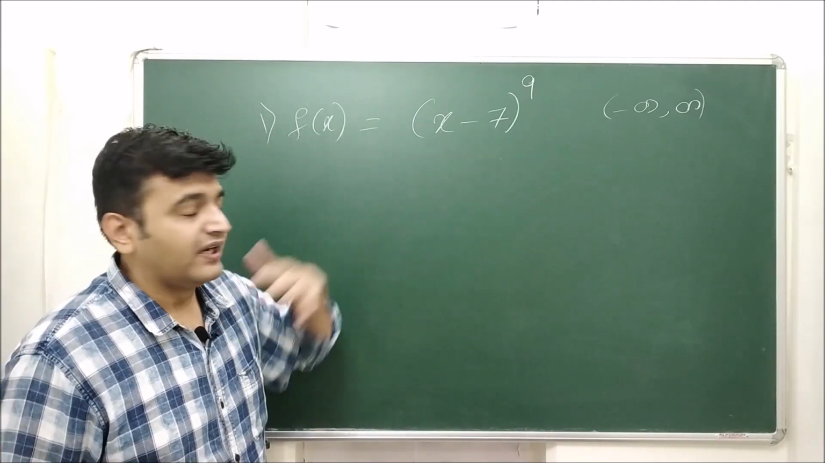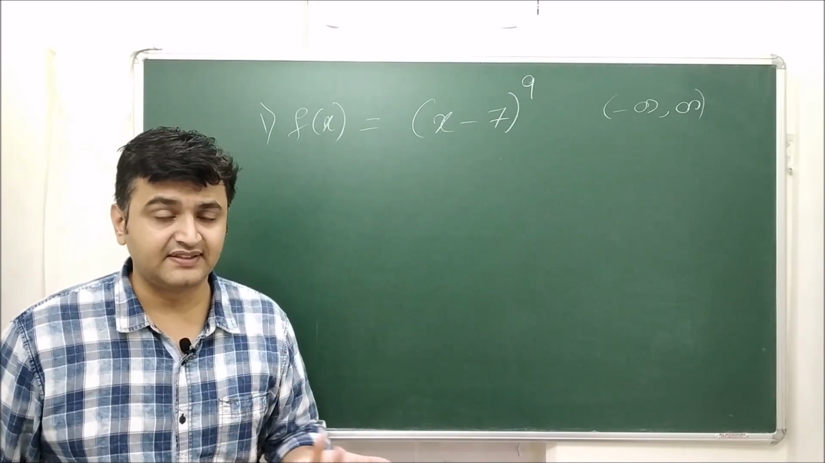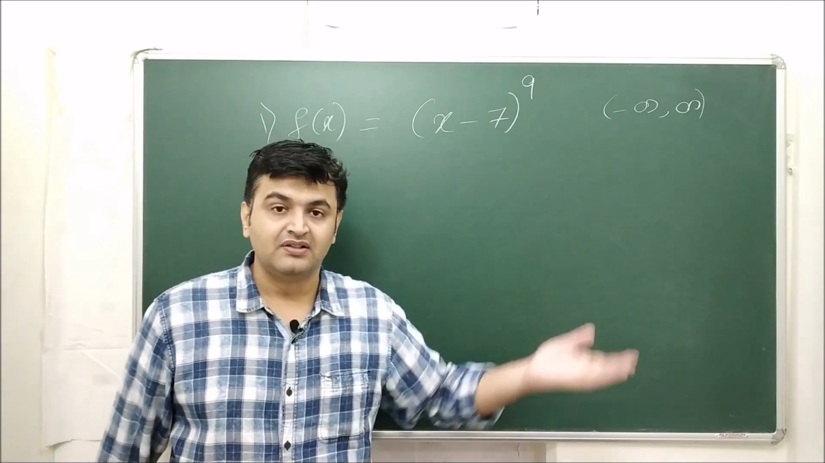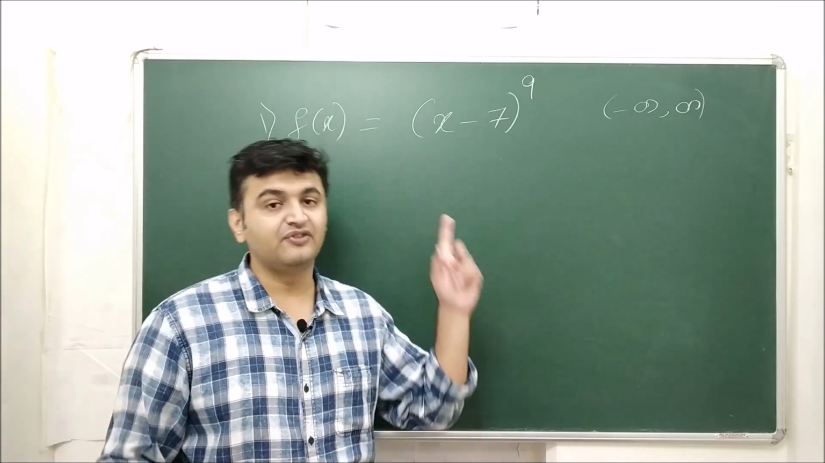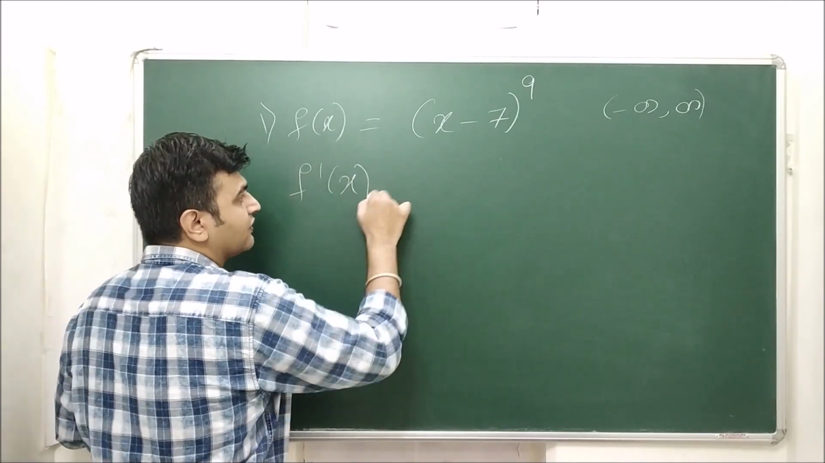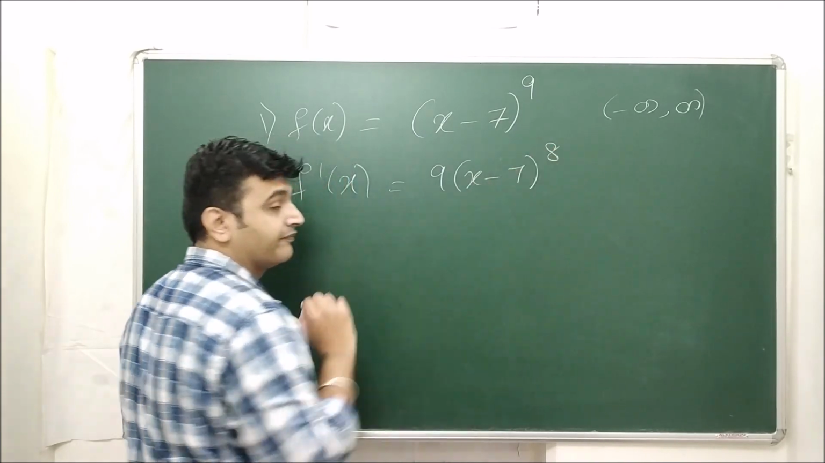Do I know the graph? I don't know the graph of this function, so I can't say whether it's increasing or decreasing by looking at the graph. But I can say that this is a polynomial, so it is a differentiable function. So I will use the theorem. For that I will first find the derivative of the function. So what is the derivative? 9 into (x minus 7) raised to 8.